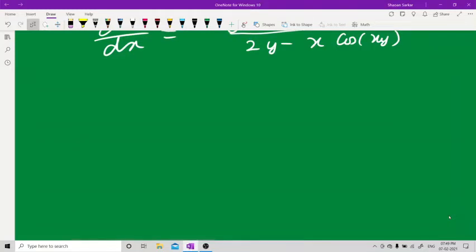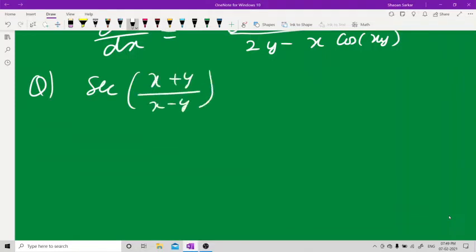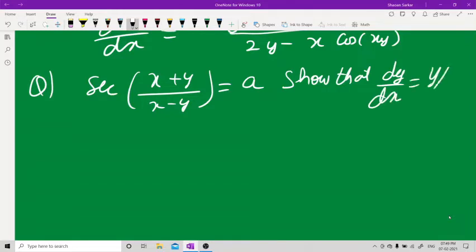The next question is: sec of (x plus y) upon (x minus y) is equal to a. Very simple. I have to show that dy by dx is y upon x. Do one thing. See, a is a constant.